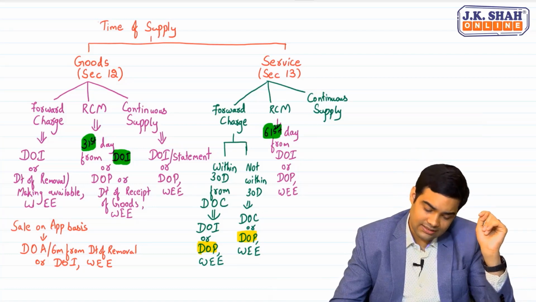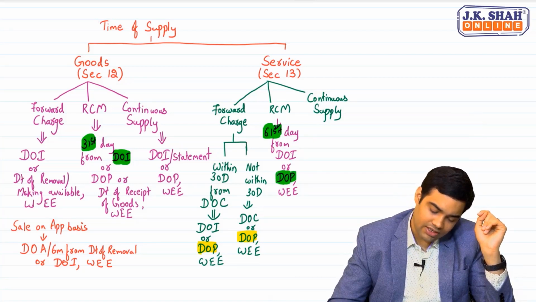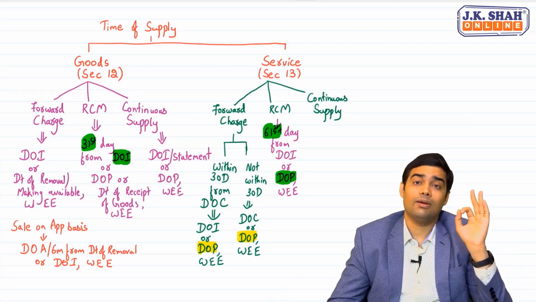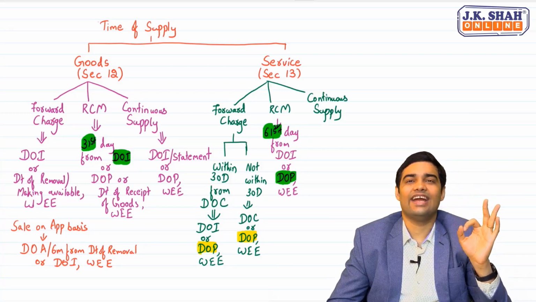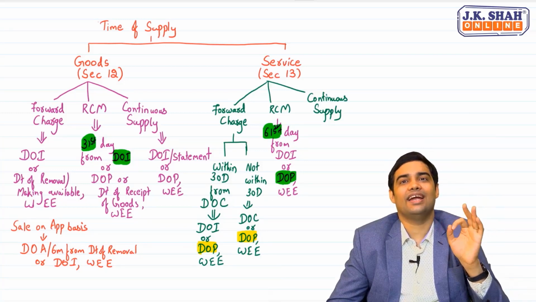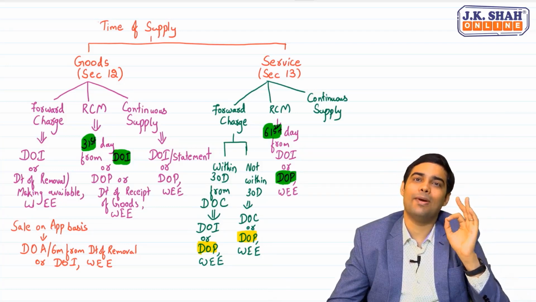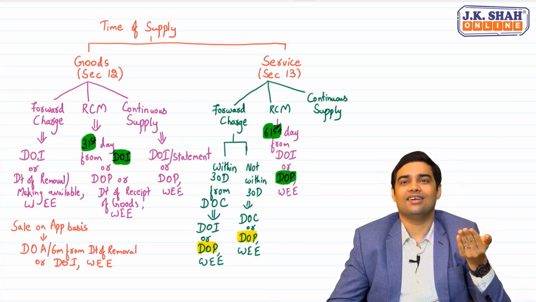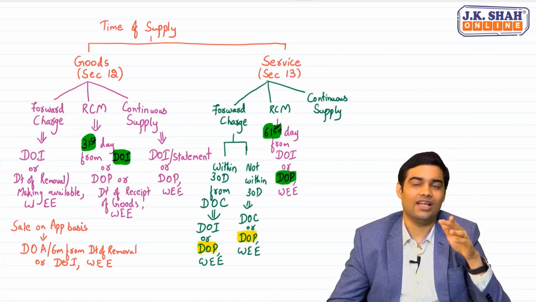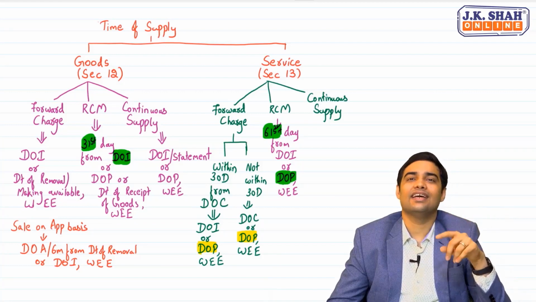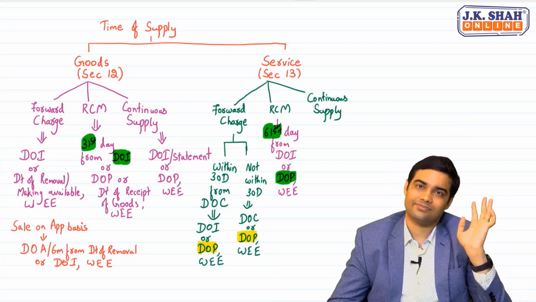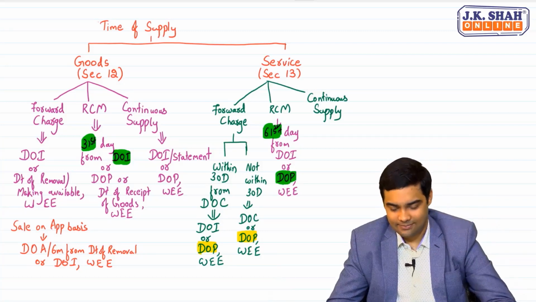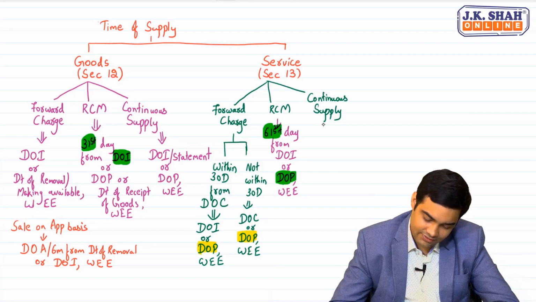Careful. What is the meaning of date of payment for reverse charge? Date of payment for reverse charge would be date of entry in the books of recipient or debit from the bank of recipient, whichever is earlier. Careful. There it was entry in the books of supplier or credit in bank of supplier. Here it is entry in books of recipient or debit in bank of recipient.